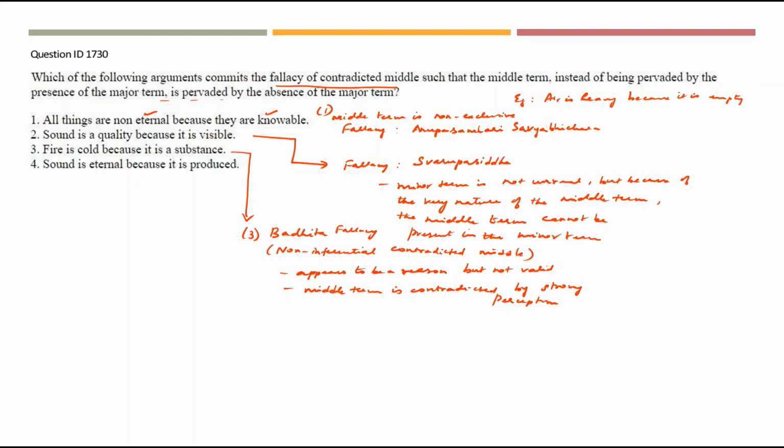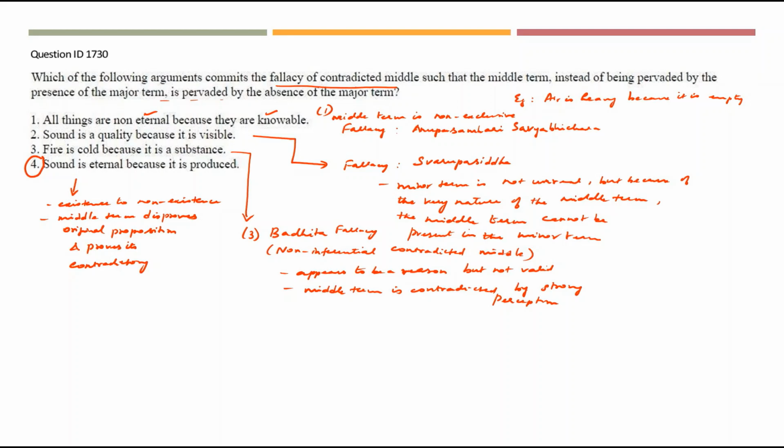Now the fourth argument. Sound is eternal because it is produced. This offers existence to non-existence. The middle term disproves the original proposition and proves its contradictory. This argument commits the fallacy of contradicted middle. Option number 4 will be the right answer.